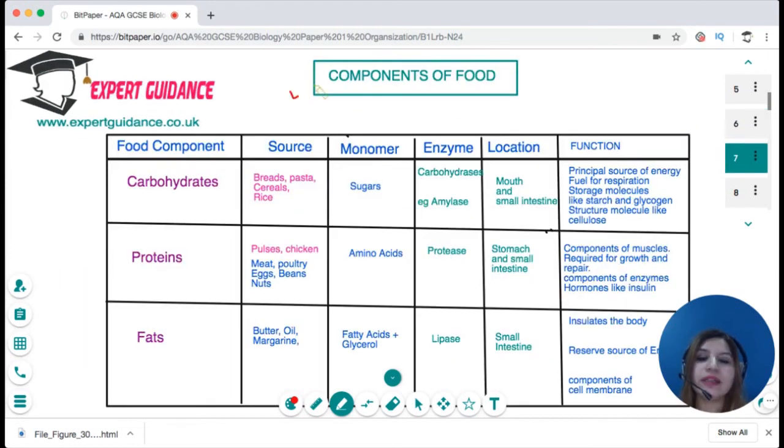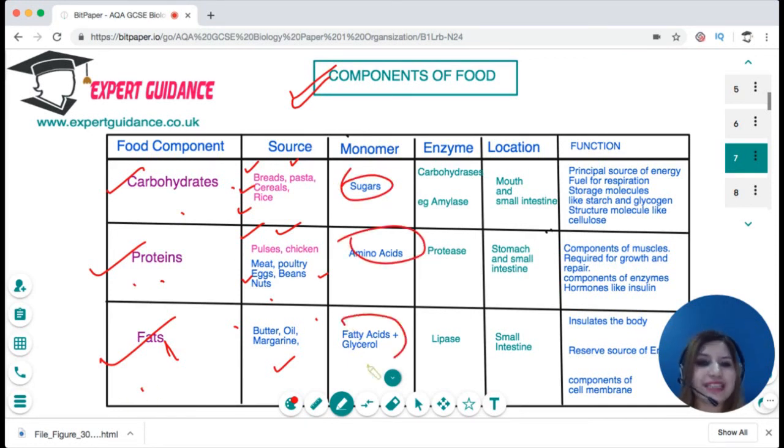Now, let's see what are the components that we take in with the food. We take carbohydrates, proteins, and fats. Carbohydrates are present in bread, pasta, cereals, and rice. Proteins are present in pulses, chicken, meat, poultry, egg, beans, and nuts. And fat is present in butter, oil, margarine. Carbohydrates are composed of sugars. Proteins are made up of amino acids, and fats are made up of fatty acids and cholesterol.